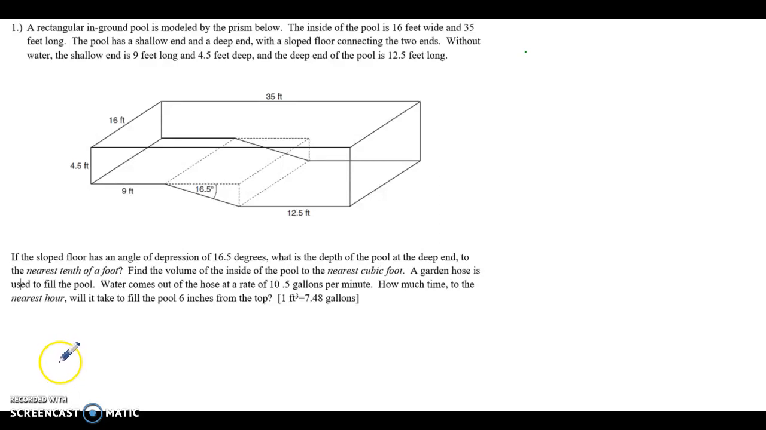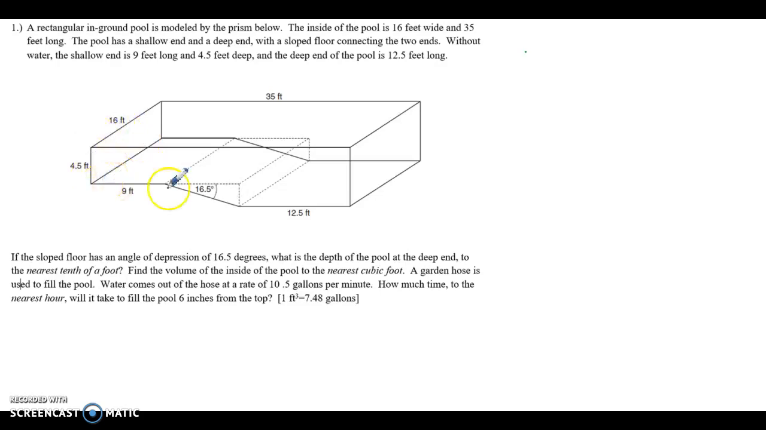All right, we're on Unit 7, Lesson 10 homework, and hopefully you've read through this question because I'm not reading the whole thing. It's pretty long. And so we are talking about a swimming pool, and we need to find the volume of this pool.